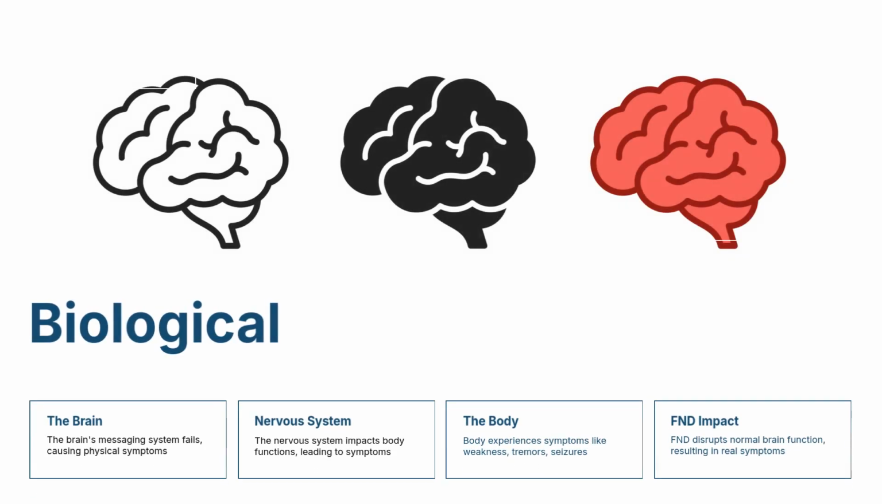First, we will cover the biological aspect. This is your body, your brain, and your nervous system. In FND, the signals between the brain and body are out of sync, even though scans and tests may look normal. This disruption can lead to very real symptoms such as limb weakness, tremors, seizures, speech problems, or walking difficulties.